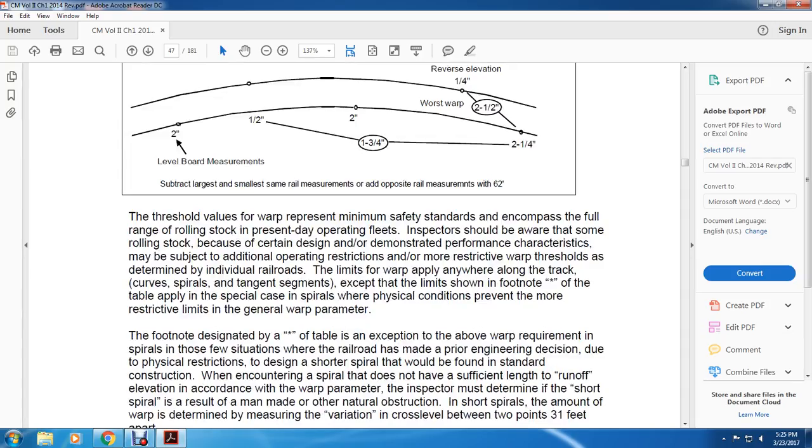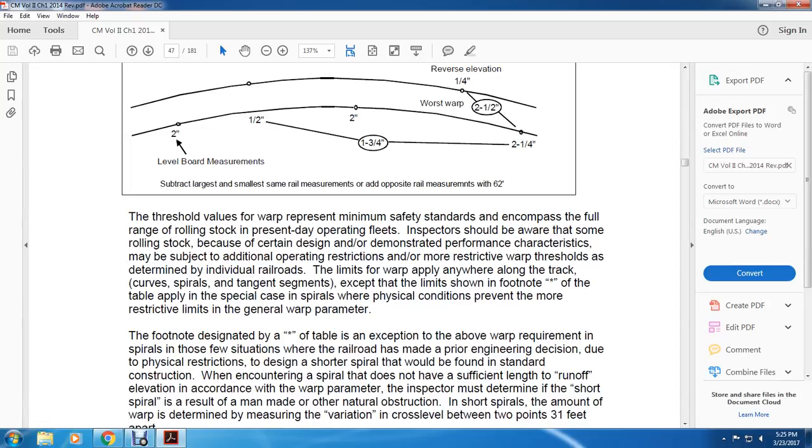The threshold values of warp represent minimum safety standards encompassing the full range of the rolling stock present over the operating fleet. Some sectors should be aware that some of the rolling stock, because of certain design demonstrated performance characteristics, may be subject to additional, more restrictive warp thresholds that determine the individual railroad limits of warp apply, along with the track of the curved spirals tagging the tangent segments.